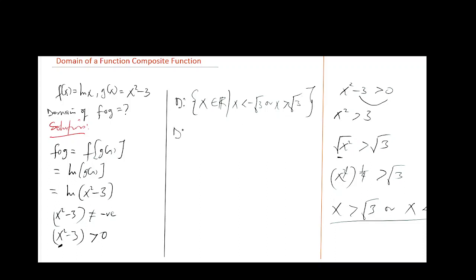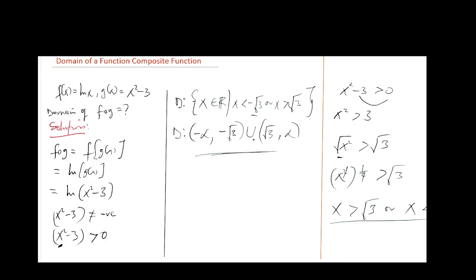If you want to write it in interval notation, remember there are intervals, right? The set of all real numbers starts from negative infinity to positive infinity. So from negative infinity to minus root 3, union positive root 3 to positive infinity, and this will give us the interval notation.